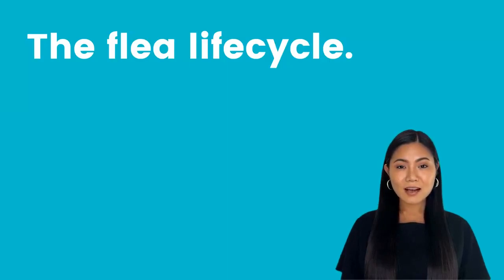The flea life cycle involves 4 stages: egg, larva, pupa, and adult. Each stage has its own unique characteristics and adaptations that allow the flea to survive and reproduce. Understanding the flea life cycle is important for controlling flea infestations and preventing their spread to other animals.